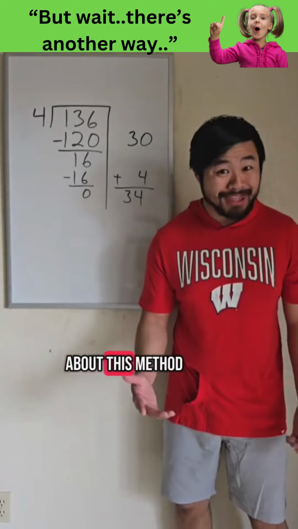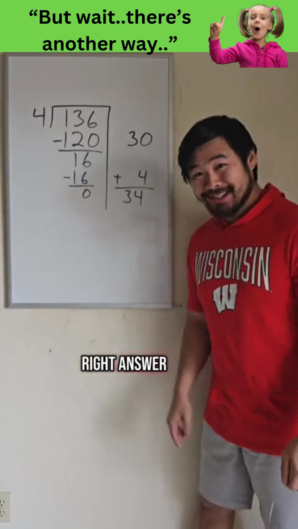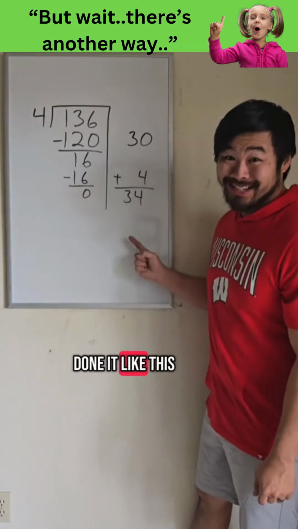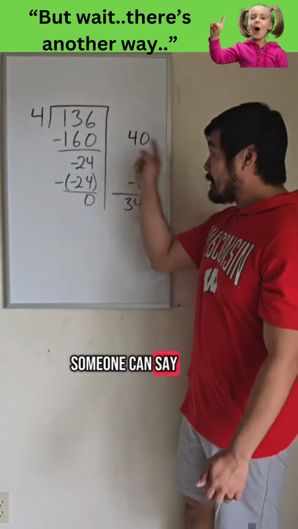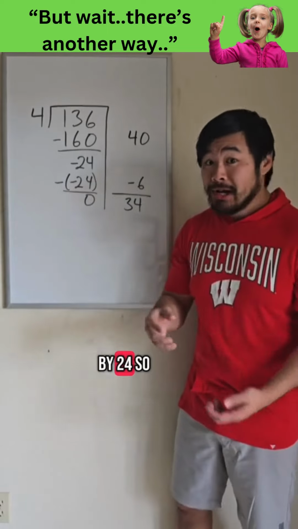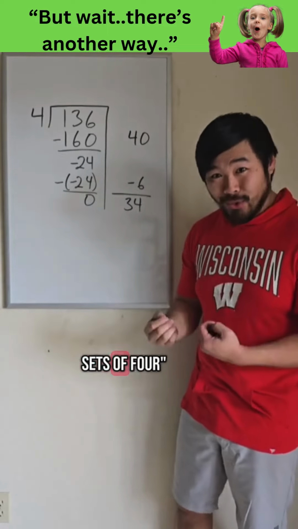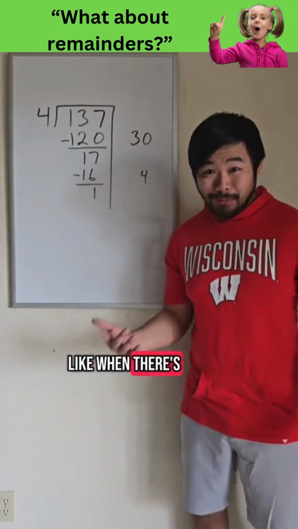And what's great about this method, called partial quotients, is that there are many ways of getting the right answer. For example, someone else could have done it like this. And we can also overestimate with this method. Someone can say, well, I know 40 4s is 160. Oh wait, I went over by 24, so I need to take away 6 sets of 4. We still get 34. And this is what it looks like when there's a remainder involved.